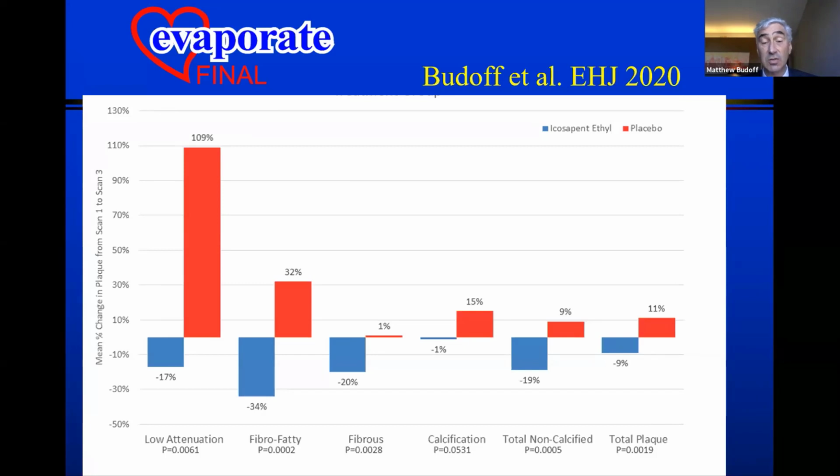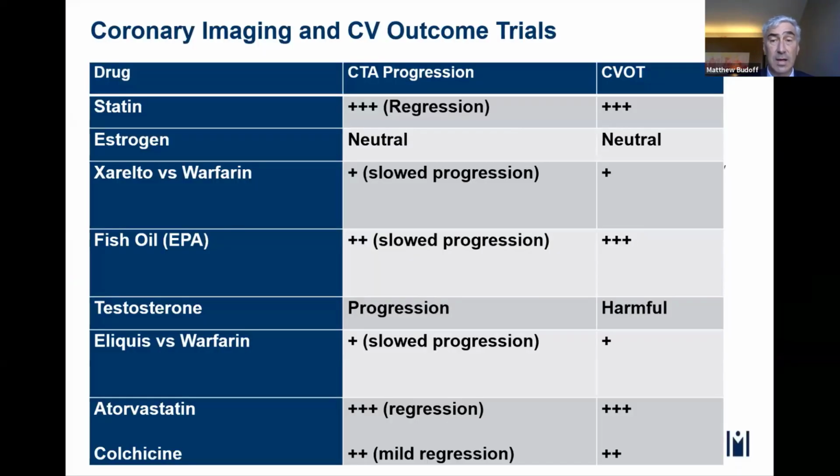You can see calcification really didn't change much as expected, but total non-calcified plaque and total plaque all moved in the correct direction and were highly statistically significant. So we can demonstrate the effects of different therapies. And of course, the icosapent ethyl has also been shown to reduce cardiovascular events in the EVAPORATE trial.